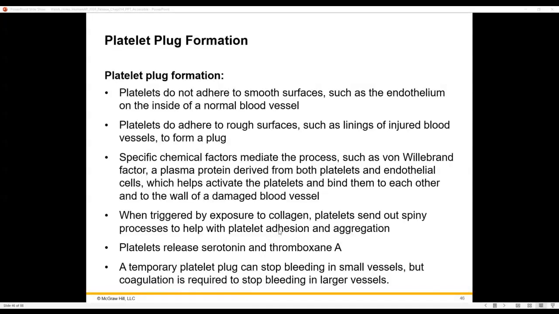damaged blood vessel. When triggered by exposure to collagen, platelets send out a spiny process to help with platelet adhesion and aggregation. Platelets release serotonin and thromboxane A. A temporary platelet plug can stop bleeding in small vessels, but coagulation is required to stop bleeding in larger vessels.